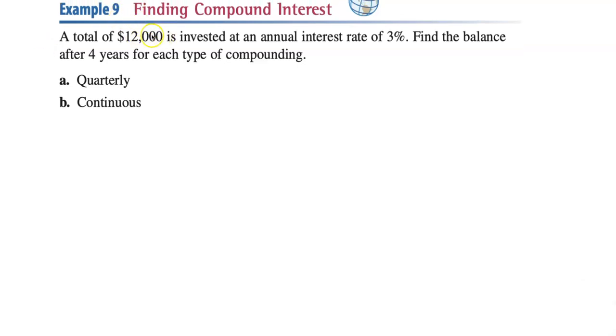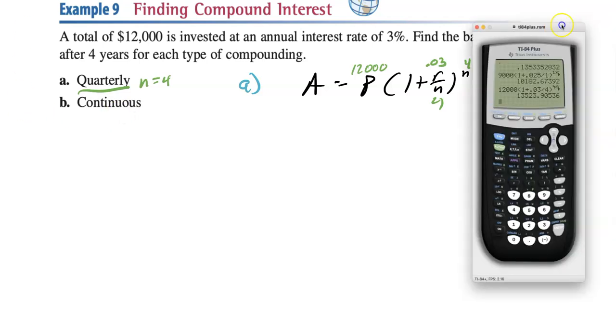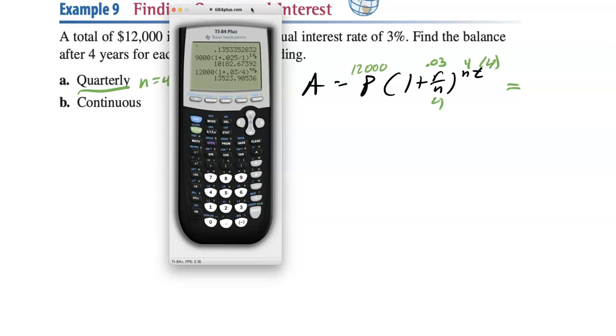Next problem: a total of $12,000 invested at an annual interest rate of 3%. Find the balance after 4 years for each compound type. A is quarterly. We're going to use the exact same formula: A equals P, 1 plus r over n, to the nt. Our r here is 0.03, making it a decimal. N is quarterly, so n is 4. So 4 goes here, 4 goes here. We're doing 4 years. We started with $12,000. I'll put all that in the calculator off screen to save some time, and I get 13,523.91. Nearest dollar, since we're doing money.